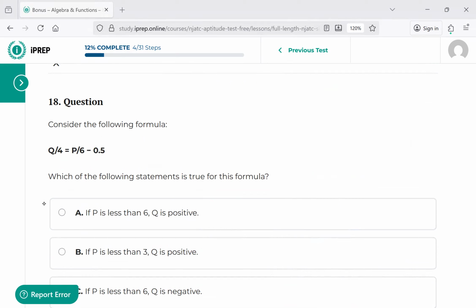Question 18. So this one, consider the following formula. We have q over 4 equals p over 6 minus 0.5. Which of the following statements is true for this formula? So this is literally a linear equation problem.